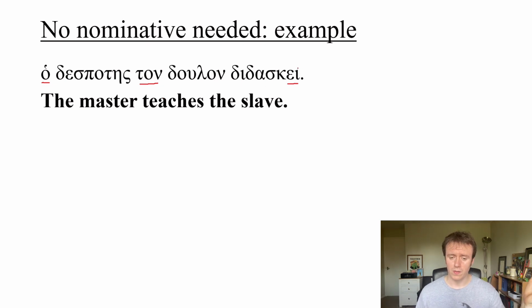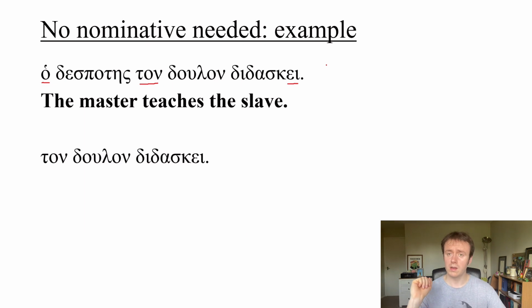And crucially, everyone, the a person ending on didaske means that he, she, or it teaches or is teaching. But here, because we've got a nominative noun, we know who exactly is doing the teaching. But to illustrate the principle that I'm trying to get across to you in this video, we could come across the sentence ton doulon didaske. That is to say, this is a perfectly acceptable Greek sentence. And given everything that I've told you, how would you translate this sentence?